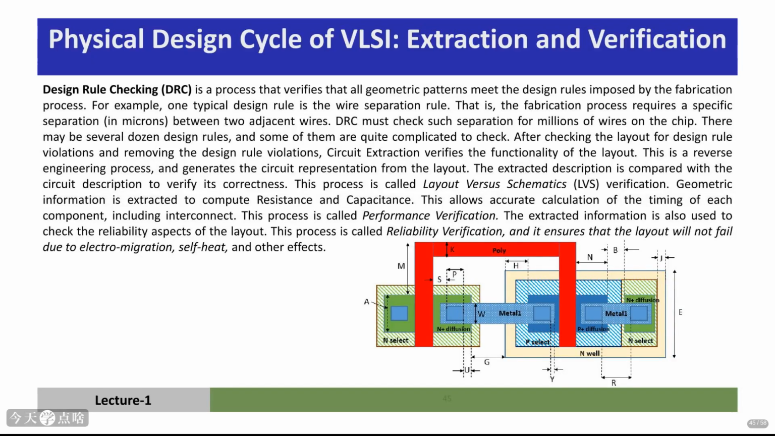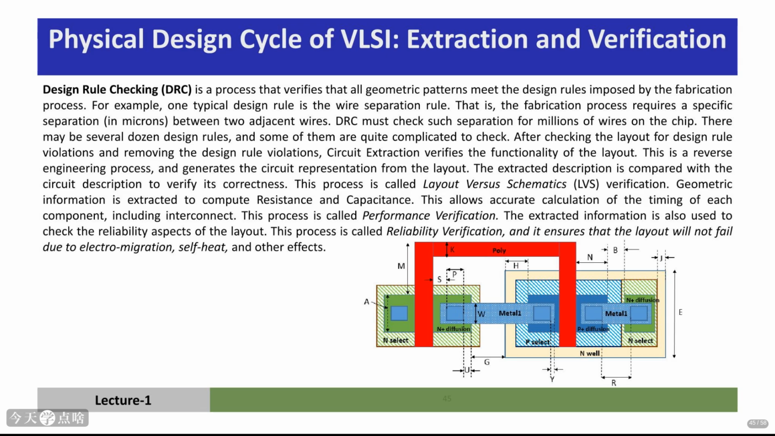Before we can send the layout to the fab, we need to verify it thoroughly. This is extraction and verification. First, design rule checking, DRC, verifies that the layout meets all the geometric rules imposed by the fabrication process. For example, it checks if wires are close enough together.